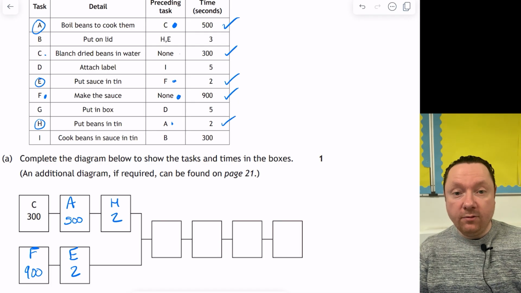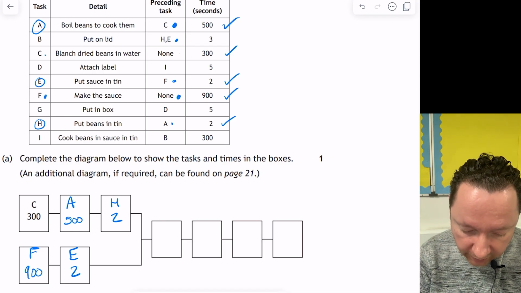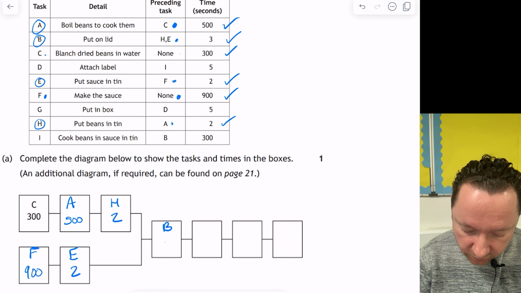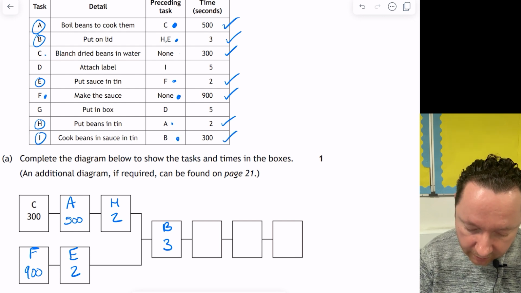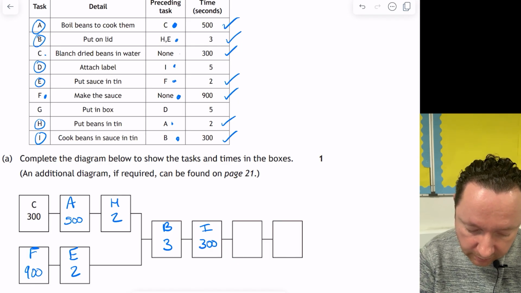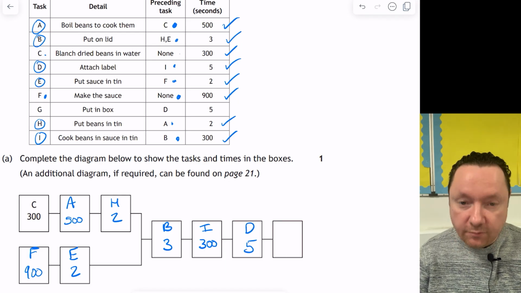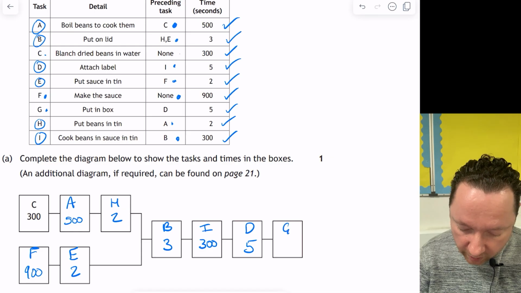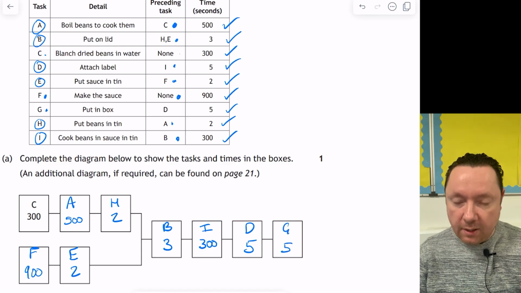And then I'm looking for one after E and H. So there's E and H there, that's B, and that takes 3. So B is 3. After B is I, and that takes 300. After I is D, and that takes 5. And after D is G, and that takes 5 as well. So I've filled in my chart.